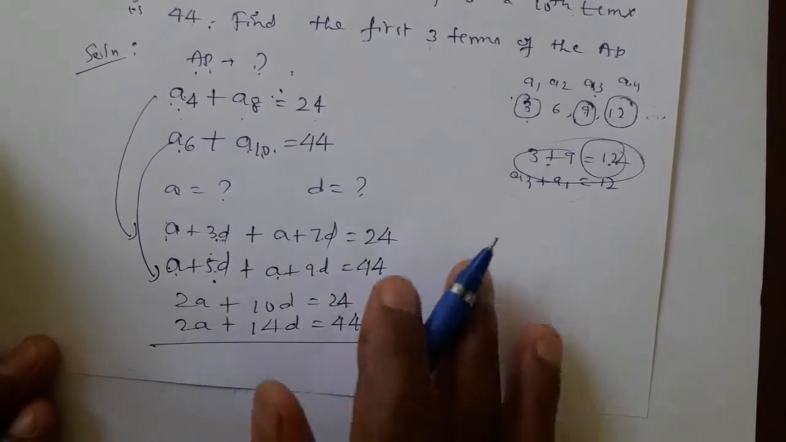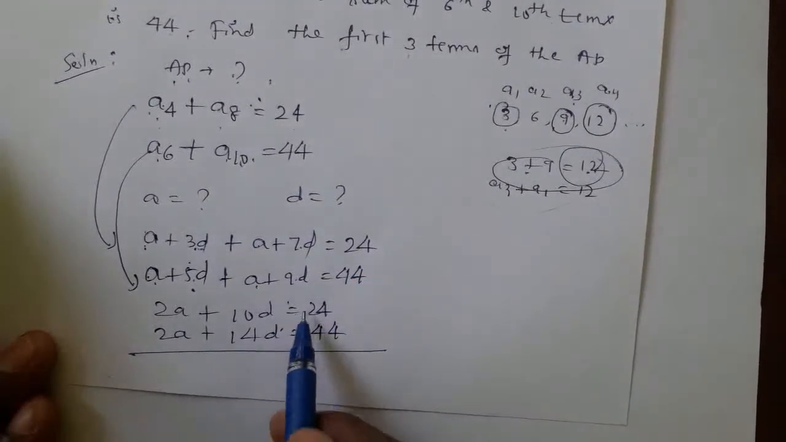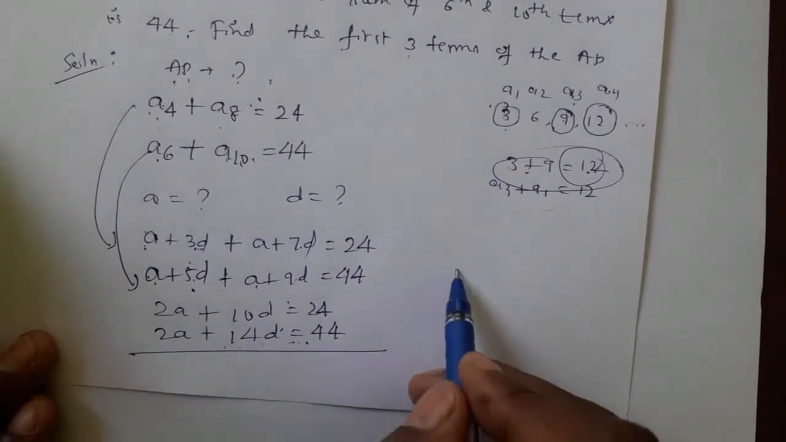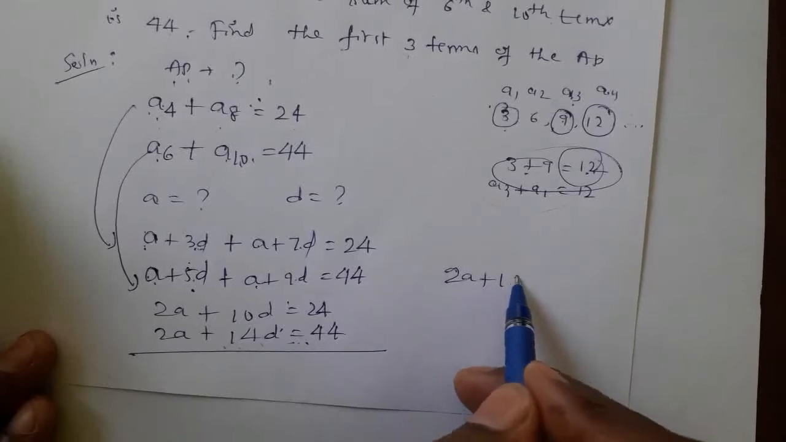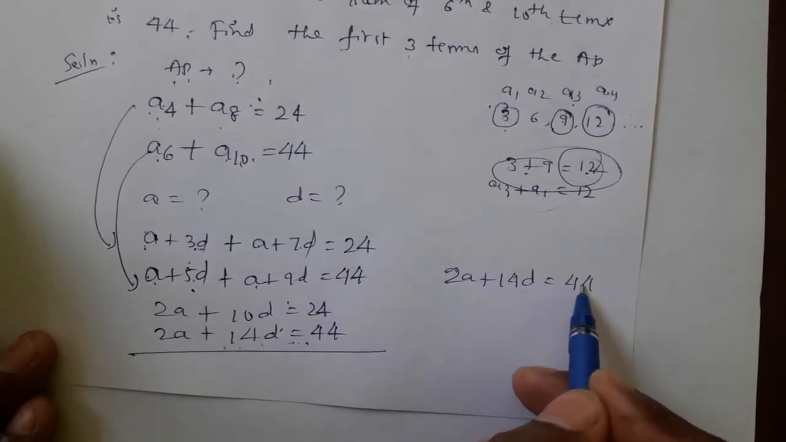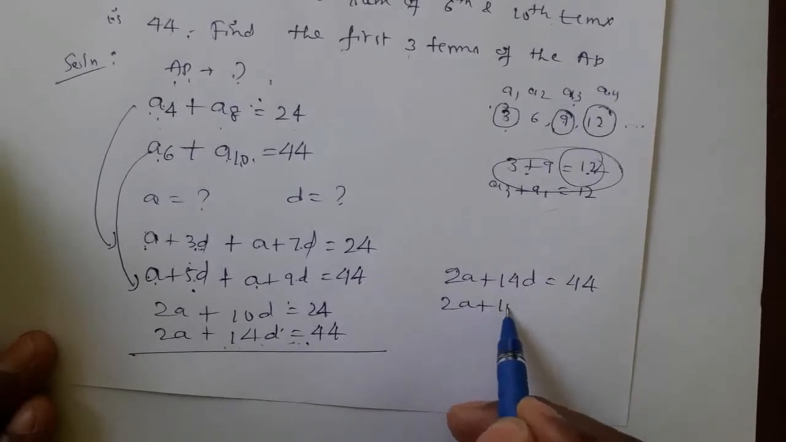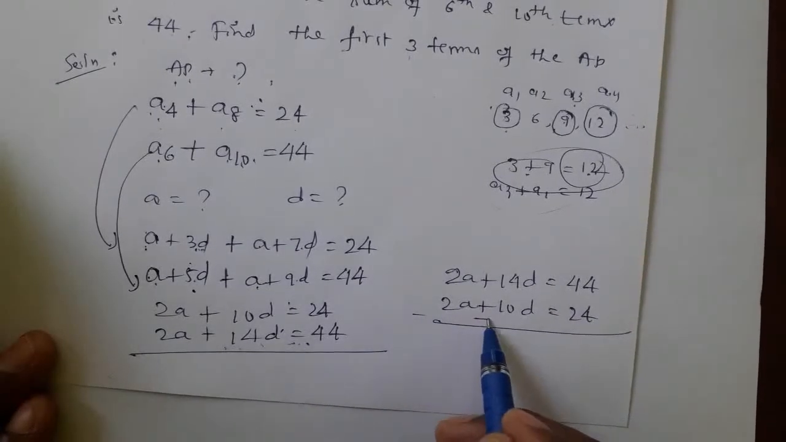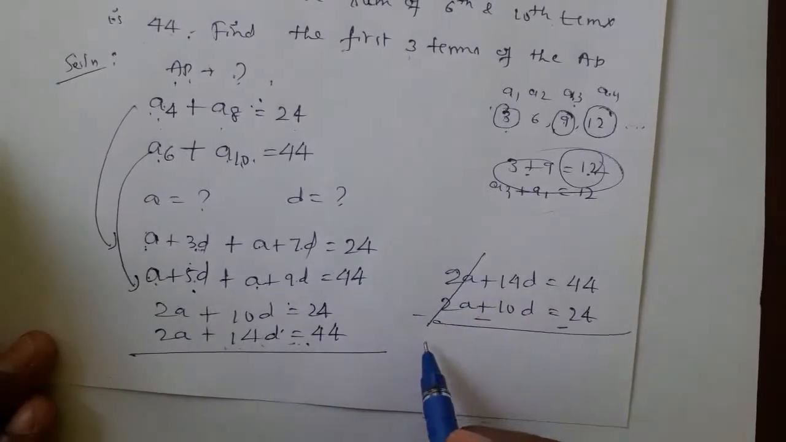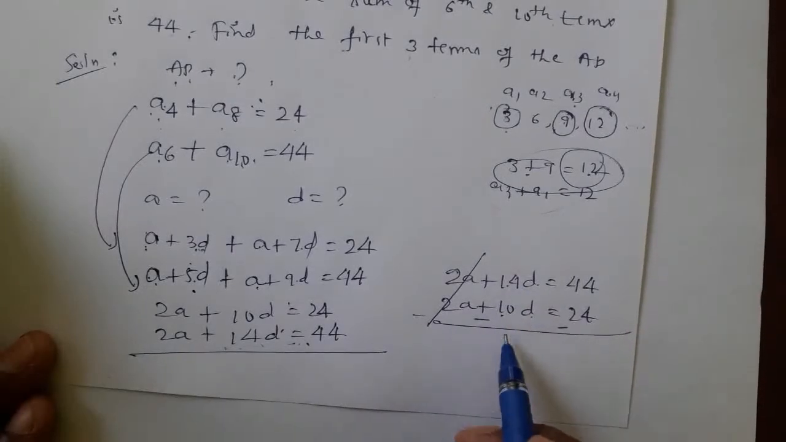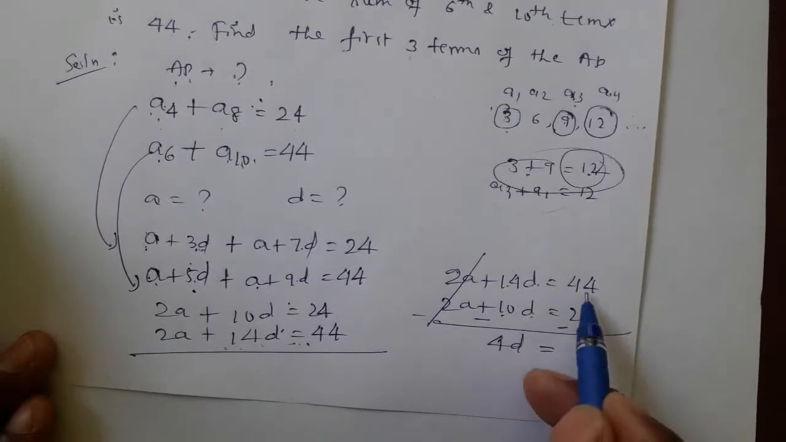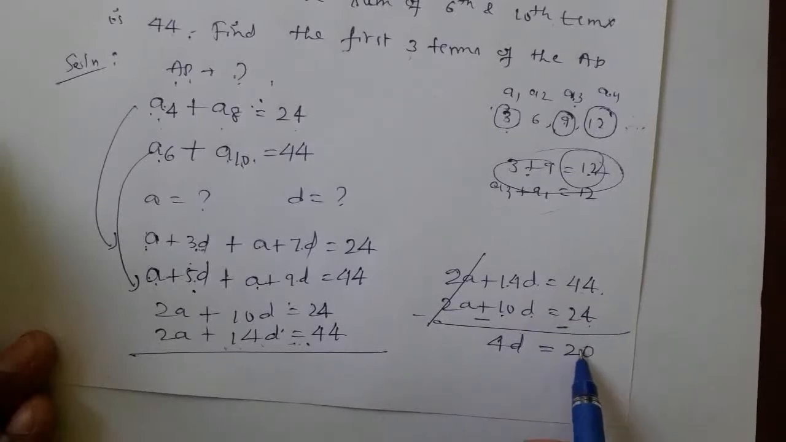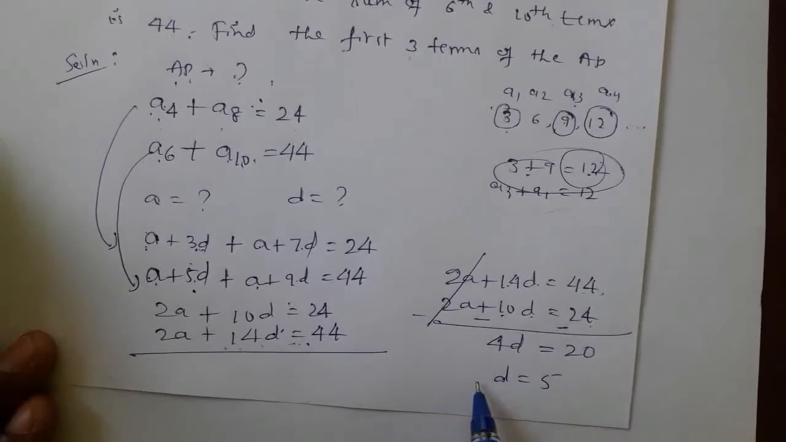Now we use the cancellation. In this, the bigger one is the below one, we write the bigger one first to avoid negative answers. Bigger one first, the smaller one we write later, like this. Sign change and sign change. Cancel. 2A minus 2A cancels. 14D minus 10D is 4D, is equal to 44 minus 24, it is 20. So D is equal to 5.